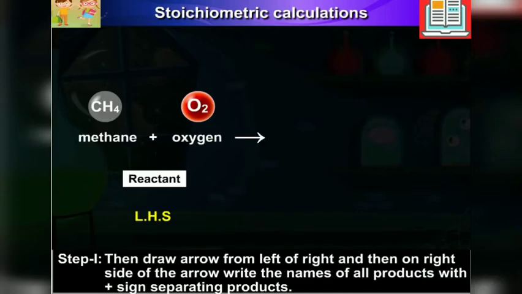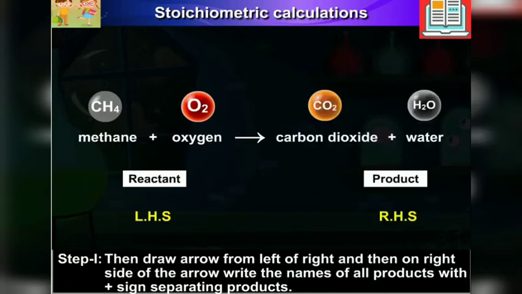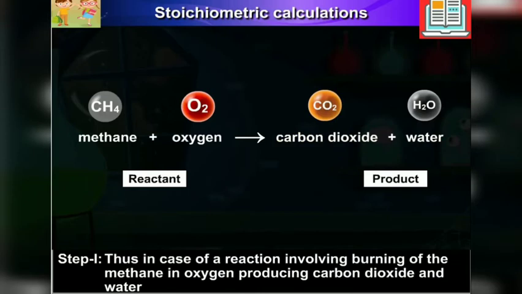Then draw an arrow from left to right, and then on the right side of the arrow, write the names of all products with a plus sign separating the products. Thus, in case of a reaction involving burning of methane in oxygen producing carbon dioxide and water.